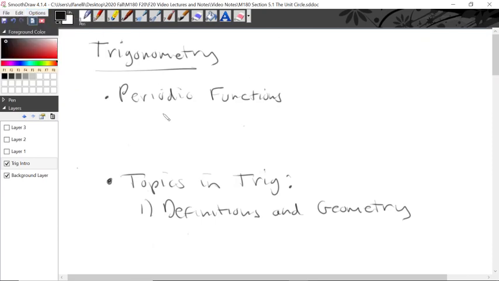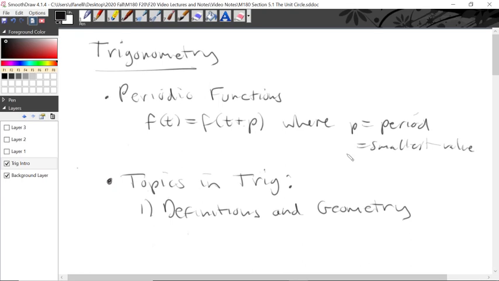So a periodic function is formally defined to be a function, we'll call it f of t, such that f of t is equal to f of t plus p, where p is the period, and the period is the smallest value such that this statement is true for all t in the domain of interest.